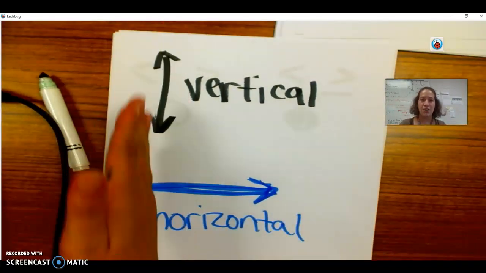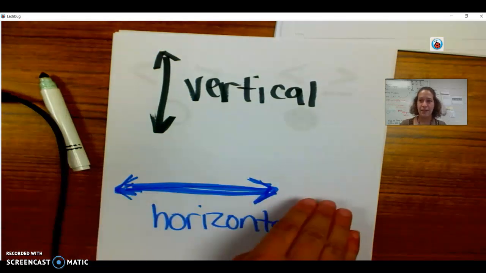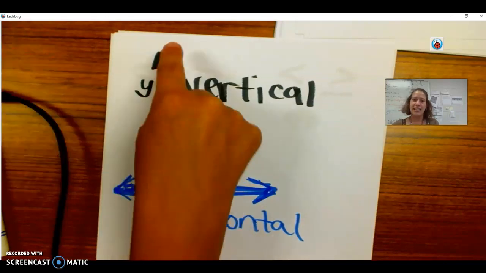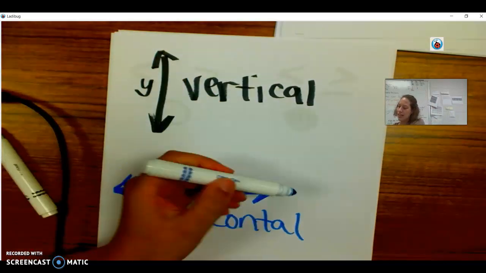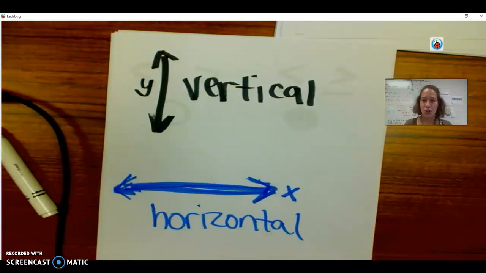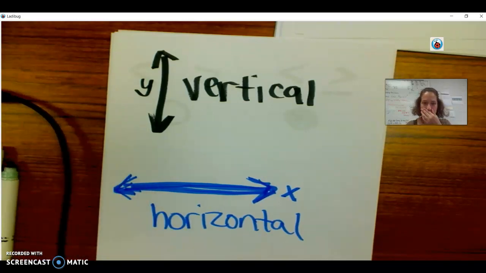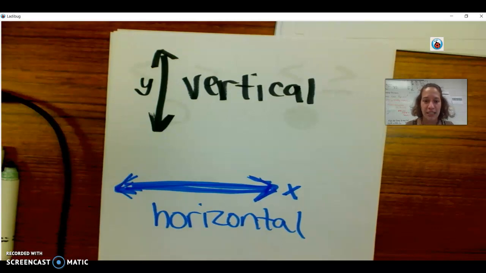So vertical is up and down, horizontal is side to side. So in a graph, the y-axis is vertical and the x-axis is horizontal. So that's just good words to know. Okay, make sure we have them. Click pause if you need more time. I'm going to keep moving.